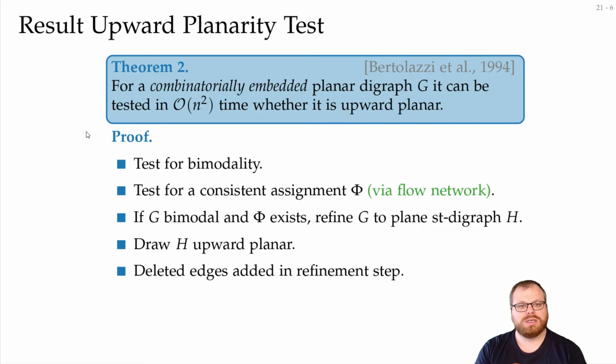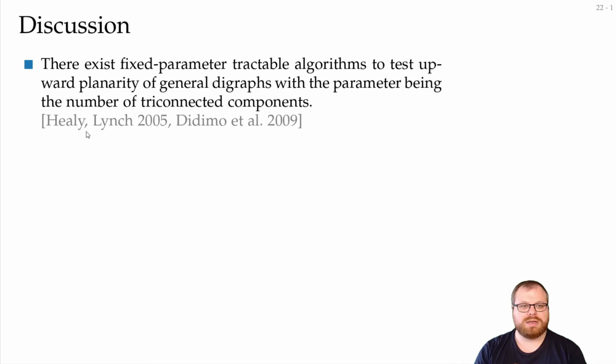So for embedded graphs we can do it in polynomial time, but for non-embedded graphs it's NP-hard. Still, there are some algorithms. There are some fixed parameter tractable algorithms to test upward planarity for general digraphs. And the parameter is the number of tri-connected components. So this is an algorithm that's polynomial if the number of tri-connected components is constant. So it depends on some polynomial of n and some function of this parameter. And that can be exponential, super exponential, whatever.